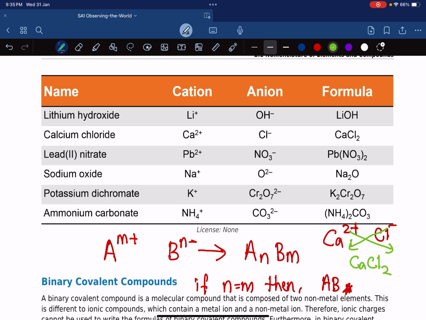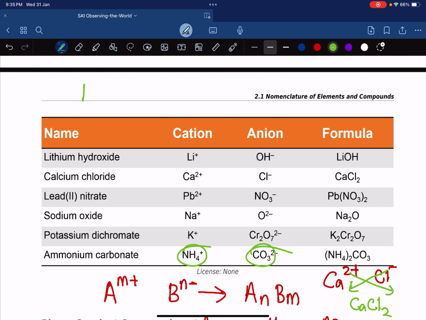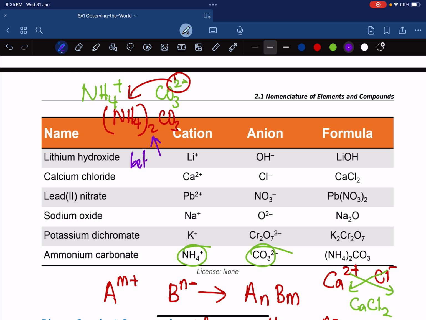If you look at ammonium carbonate here, you can see ammonium, then you have carbonate. What happens is this 2 comes over here. So it becomes ammonium bracket 2 carbonate. What does this mean? It means that these two belong to ammonium. That is why we put a bracket and we put a 2 here.